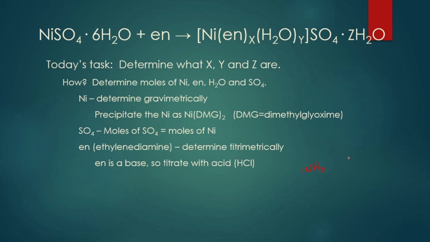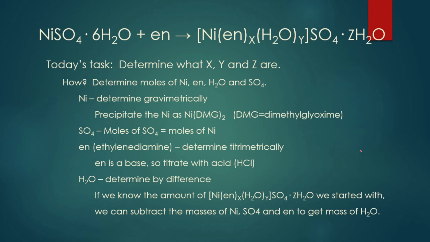When we're doing the ethylenediamine, we have a very similar structure. Instead of 3 hydrogens, we've got a couple of carbons attached to that, but still a base. So we can titrate this with an acid, similar to what you did 2 weeks ago with the standardization of sodium hydroxide. So we'll be doing a titration to figure out the amount of ethylenediamine that's present. And then what's left is the water. We just do the water by difference. If we know how much of the complex we start with, and we know how much nickel, how much sulfate, how much ethylenediamine we have, whatever is left has to be water. And so we can just do that by difference.